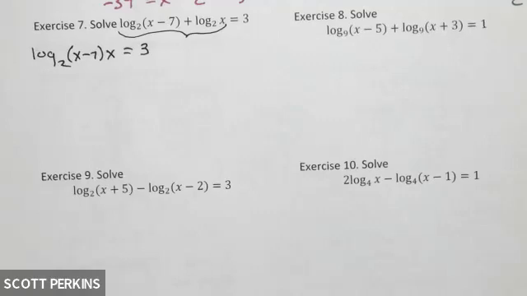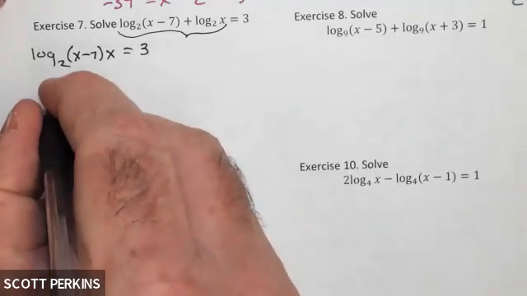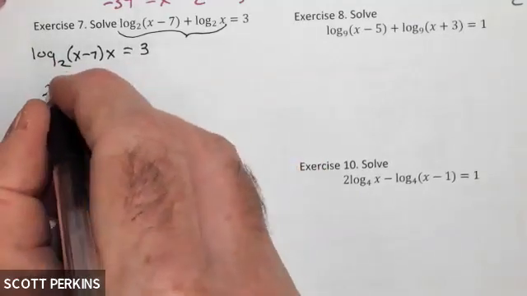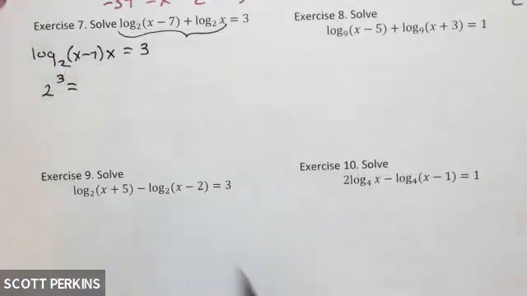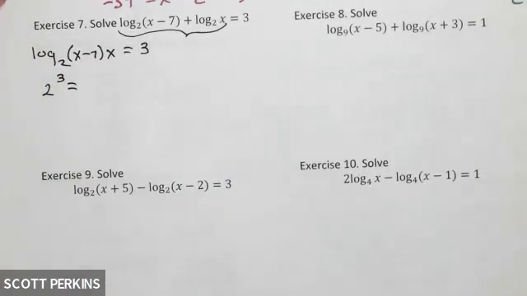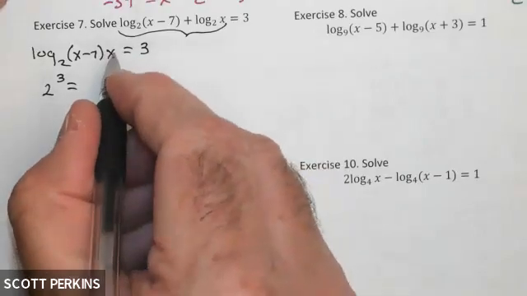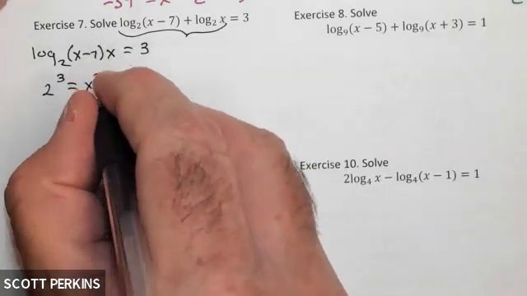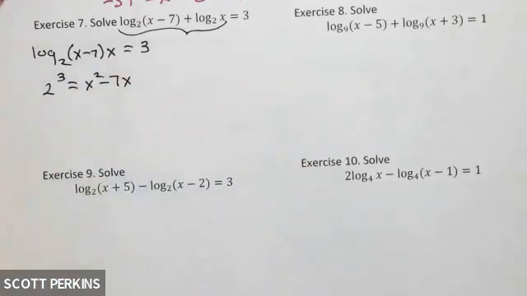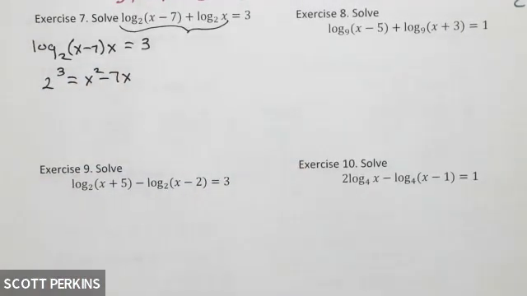Step 2 is now I'm going to use the definition of the logarithm. So my base is 2. My exponent is 3. And on the other side, I'm just going to go ahead and do that multiplication. So x times x minus 7 is x squared minus 7x. Let me stop, because again, that's the new stuff. That's the stuff that's relevant to logarithms and all this.